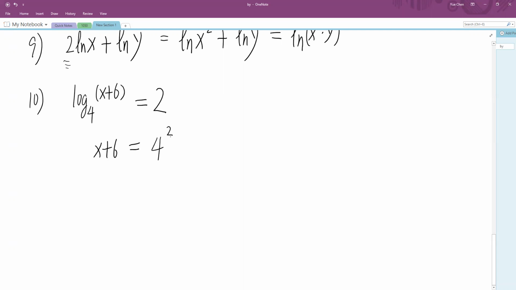Right, the base is always the base, right? And you can see the number 3, we have told you this one, right? So x plus 6 equals 16. So x equals 10. Okay, so this is number 10.